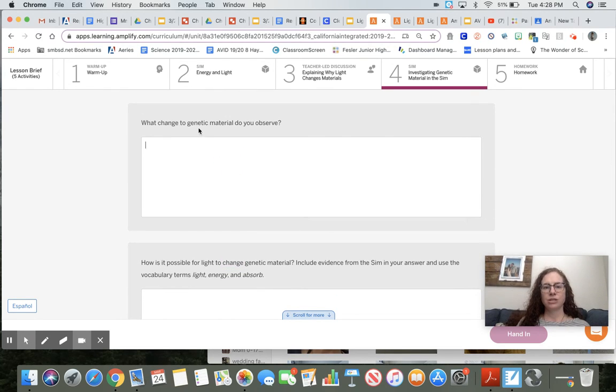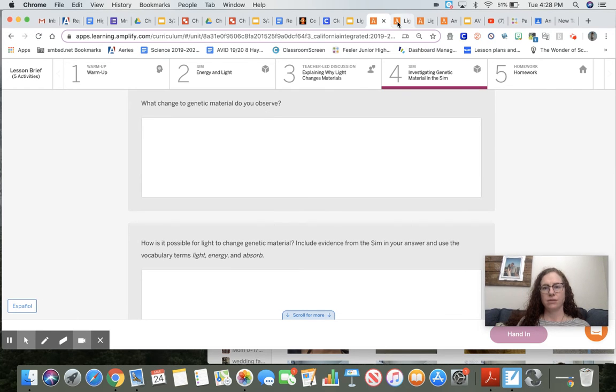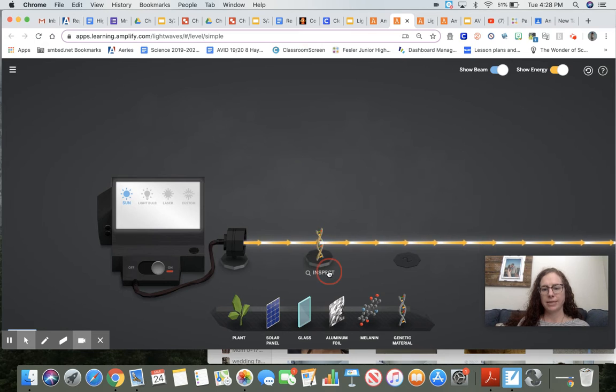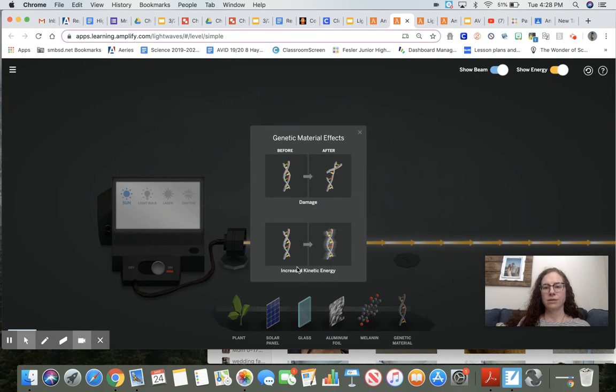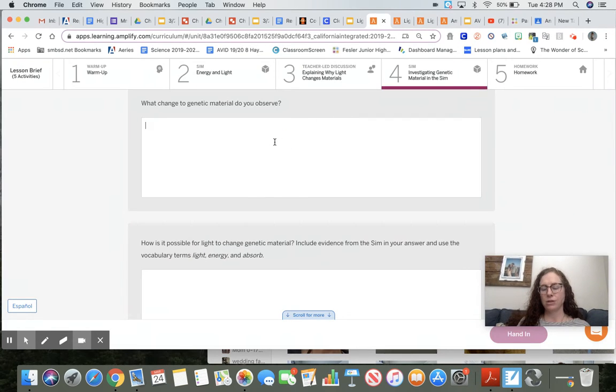What change to genetic material do you observe? All right, so let's go look. So inspect is down here. Okay, so these are the changes that we have. So we have 2 changes, damage and increased kinetic energy. So in that first box, I just need those 2 things in a complete sentence. Okay, you don't necessarily have to explain a whole bunch, but just what are the changes?